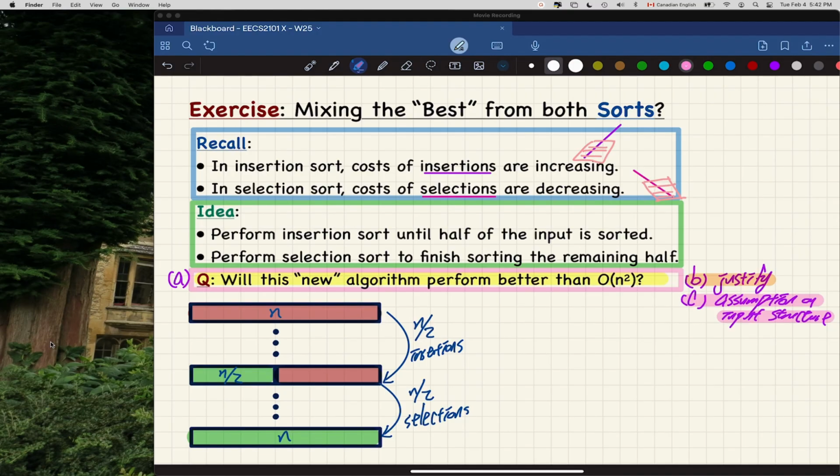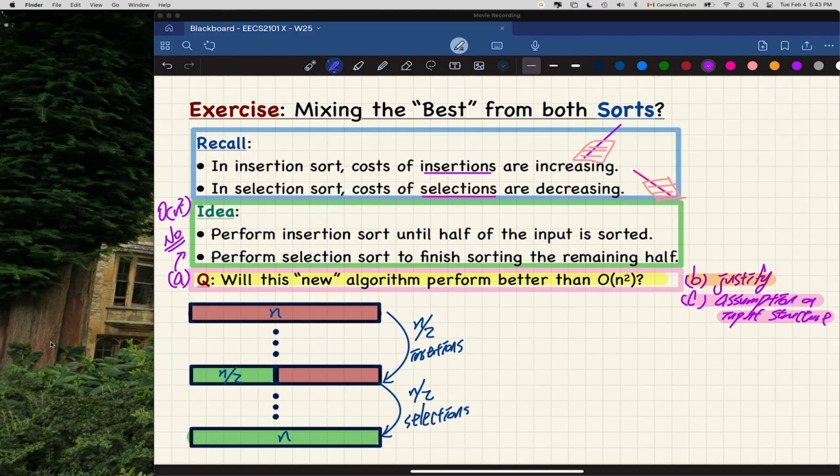So part A is, will this algorithm perform better? No. It will end up being still n squared somehow. But part B and part C are the more important parts to get right. First of all, no. Still n squared. And part B, how do we justify? Part B is not too bad as long as you know the progression of the cost for the insertion.